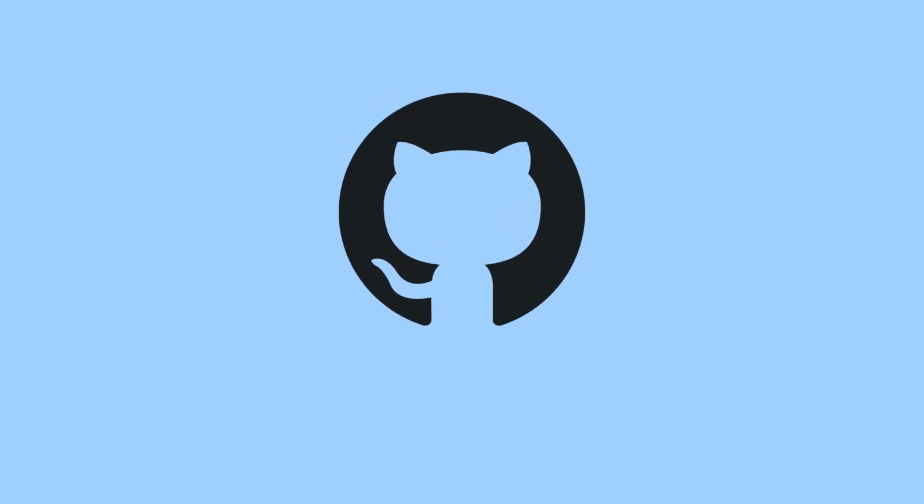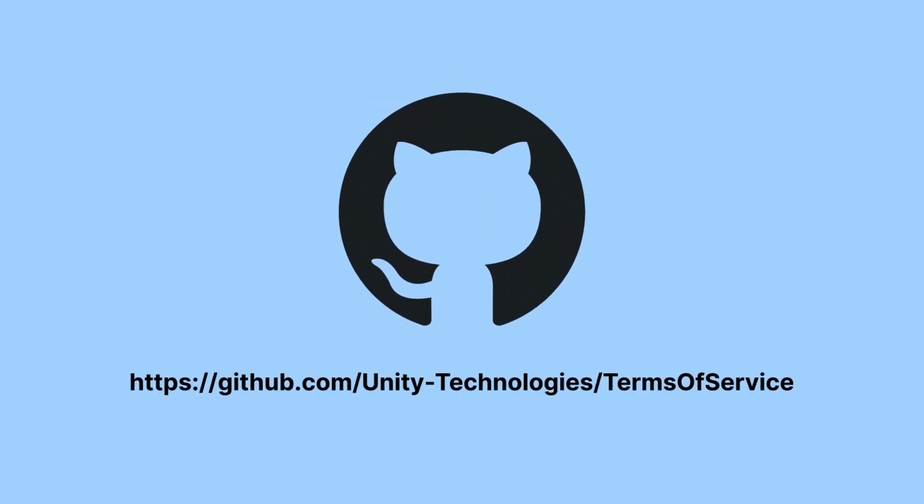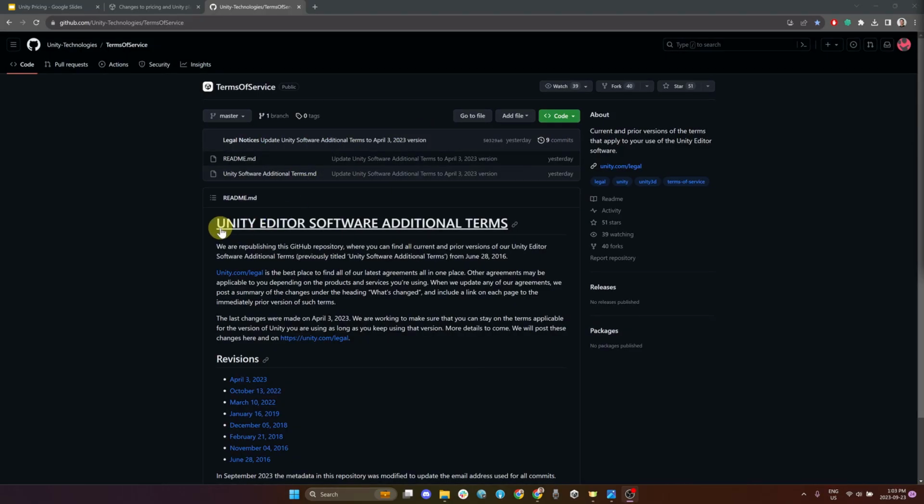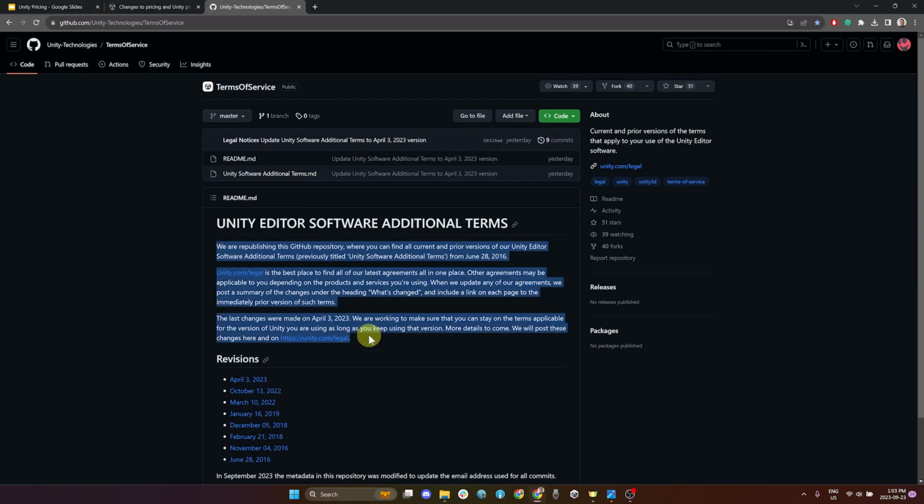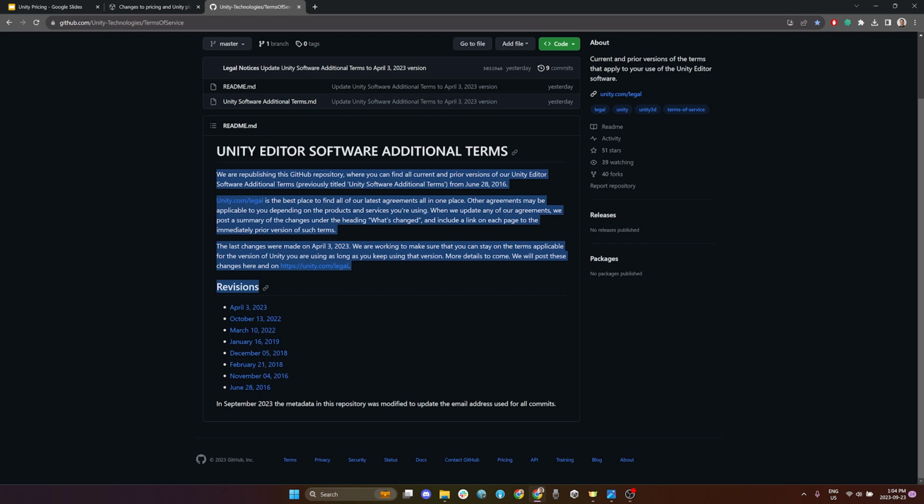They actually re-uploaded the GitHub repo that tracks the changes of their terms of services. It was taken down a few months ago, but now it's back. I recommend you read it for yourself. Those were the big changes compared to the initial announcement. And the rest is pretty much the same. I highly recommend you read the official pricing update to make sure you understand every point.